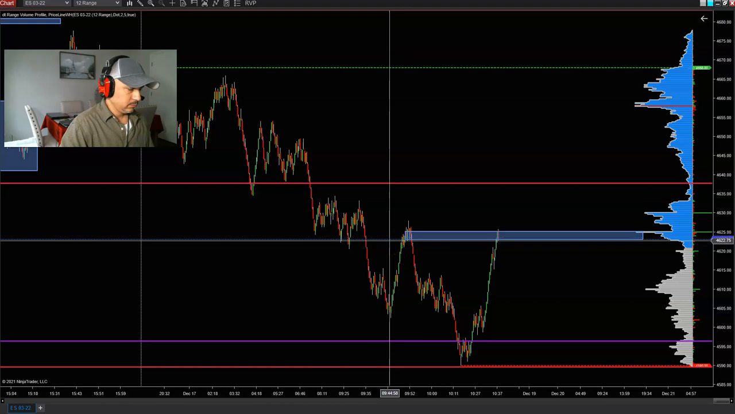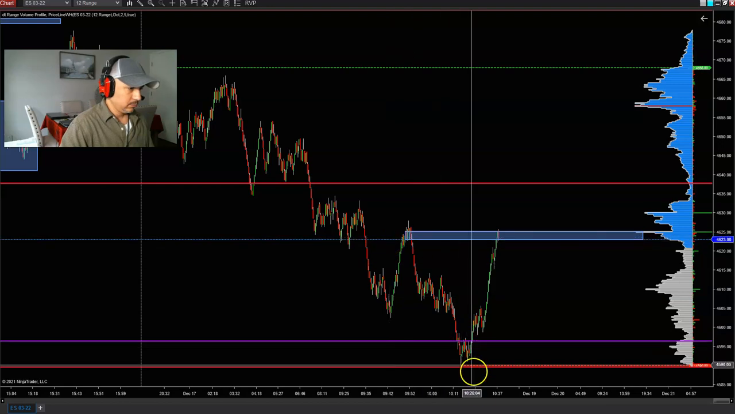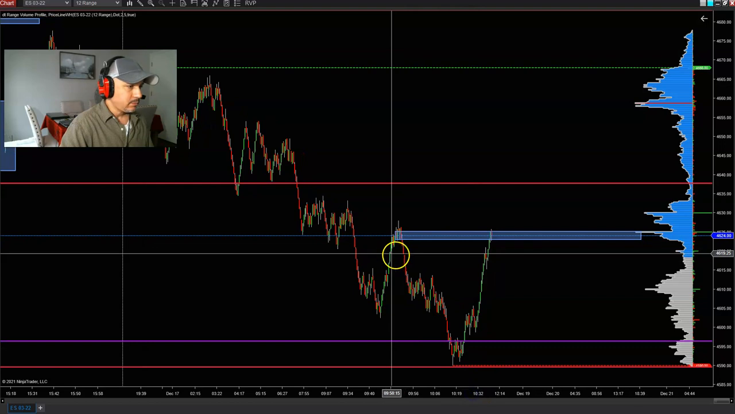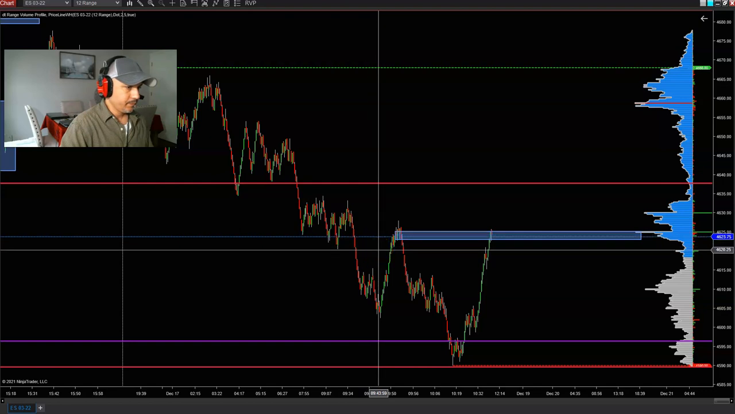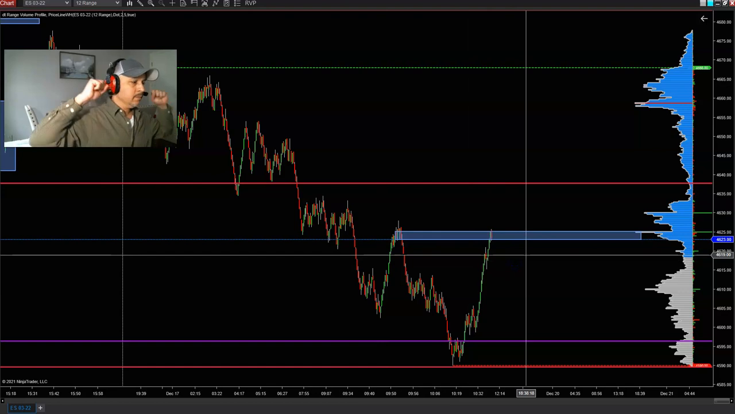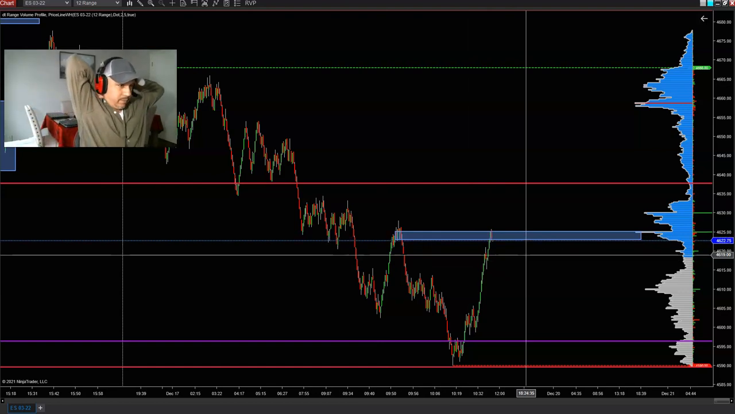Okay, so we're here. If price rejects in this area here, it'll be for a quick little scalp because we have a little small area of support right below us. But price is pulling back into an area of supply, of course.